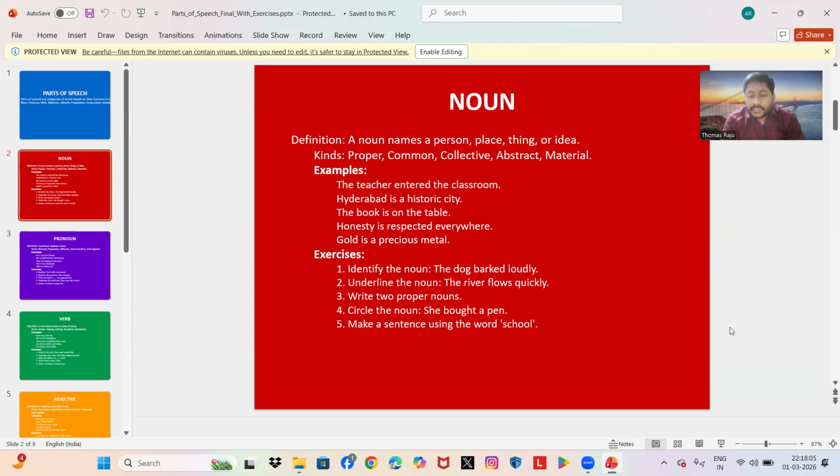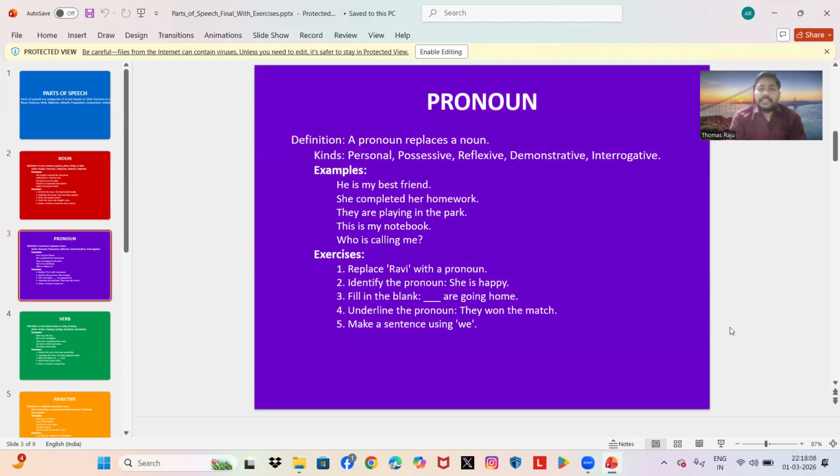Next, let us see the next part of speech, that is pronoun. What do you mean by pronoun? Pronoun, pro means instead, noun means name. So, meaning is there in the word itself. The word which is used instead of a noun is called pronoun. It is used instead of a noun. Now let us see about pronouns. Definition. A pronoun replaces a noun. As we have just discussed, a pronoun replaces a noun or a pronoun is used instead of a noun.